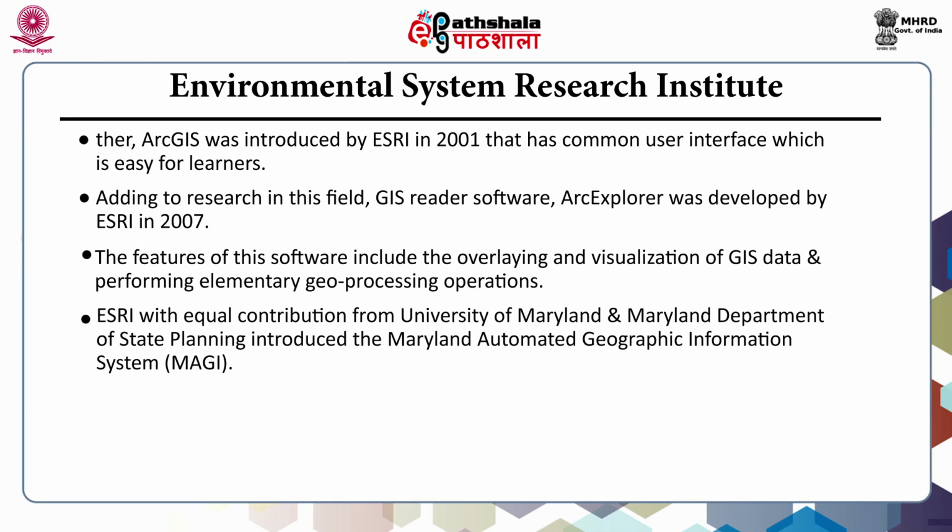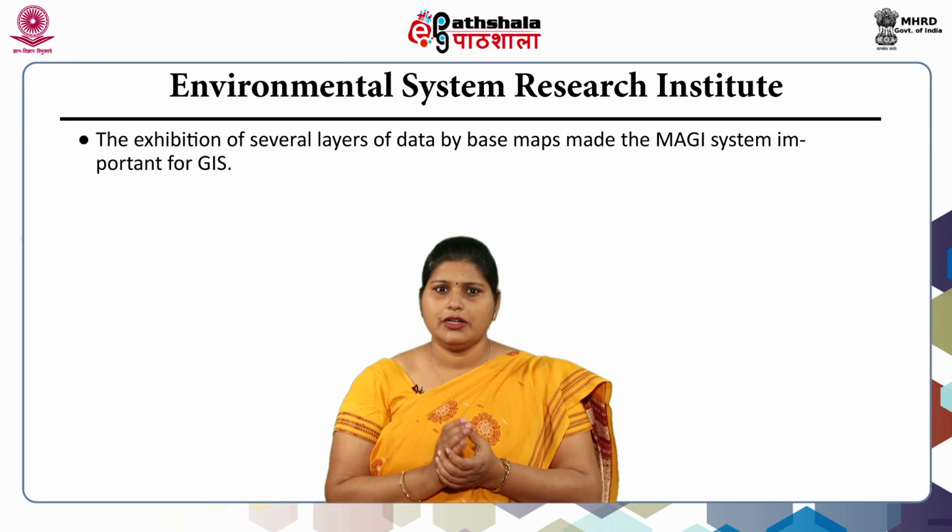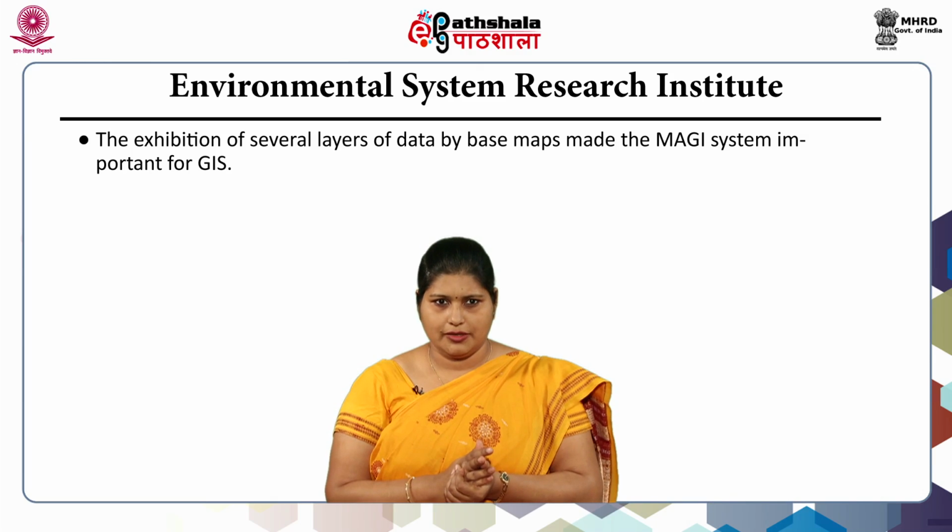ESRI, with equal contribution from the University of Maryland, Department of State Planning, introduced the Maryland Automated Geographic Information System, that is MAGI. GIS was used as a data management tool with a remote sensing based hydrological model in Maryland for the first time. The exhibition of several layers of data by base maps made the MAGI system important for GIS.